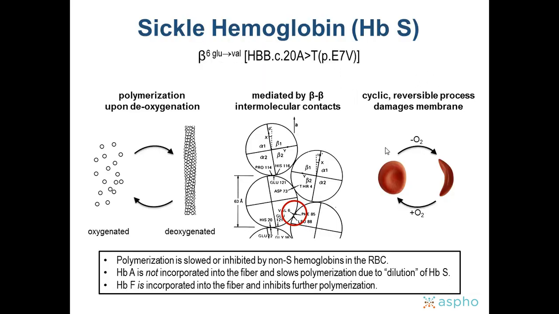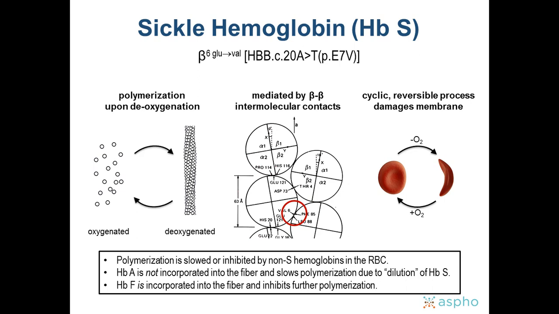All right, sickle hemoglobin. This is definitely a mutation that you need to know. Old nomenclature, mature protein beta-6 Glu to Val, with genetic nomenclature E7V. This valine is hydrophobic, of course, and so you know that upon deoxygenation there's polymerization. That polymerization is mediated by beta-beta intramolecular contacts. That's a board specification, beta-beta contacts. And you can see the valine here interacting with some other moieties on an adjacent beta chain. This is a cyclic reversible process, and cycles of this damage the red blood cell membrane.